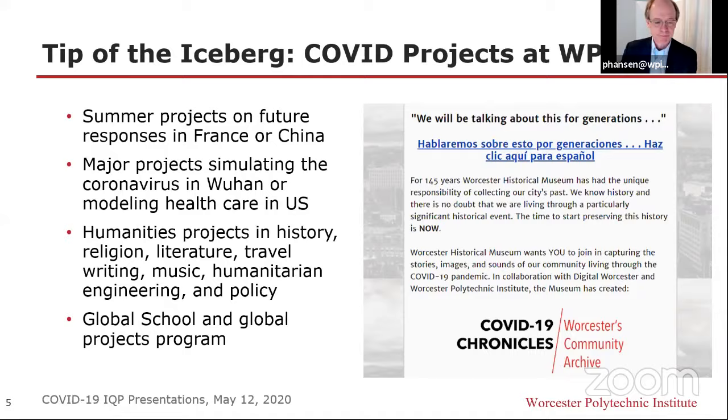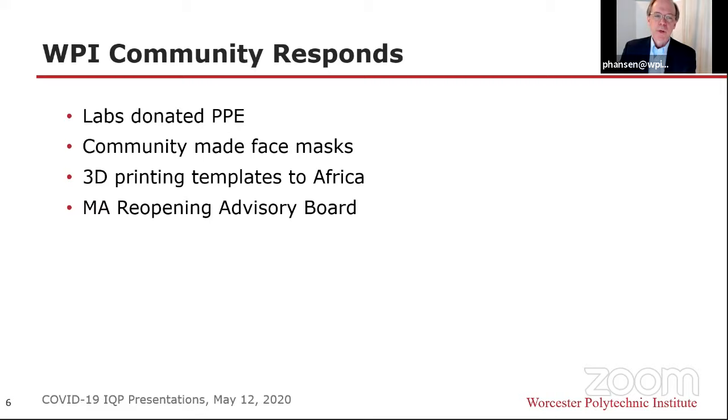Many people who are viewing this probably are well aware of how the WPI community has responded. Some of you may not be, but the community has responded magnificently to these challenges. Many people donated all the personal protective equipment from their labs to local health care agencies or hospitals. Many members of the community made masks, which have also been distributed. The 3D printing plans for various protective equipment have been distributed to locations in Africa.